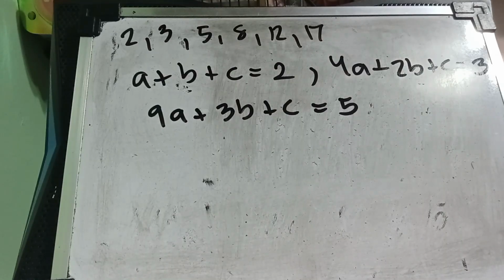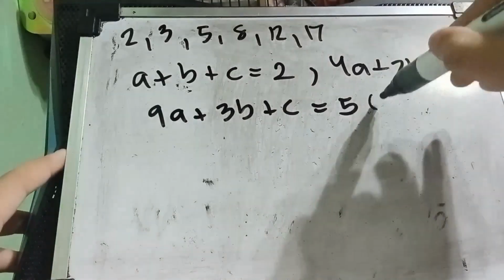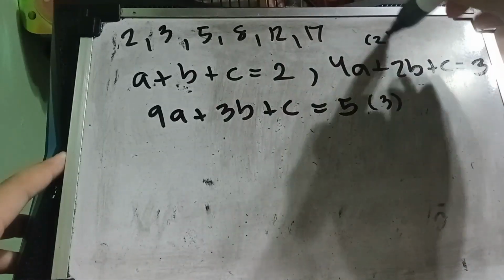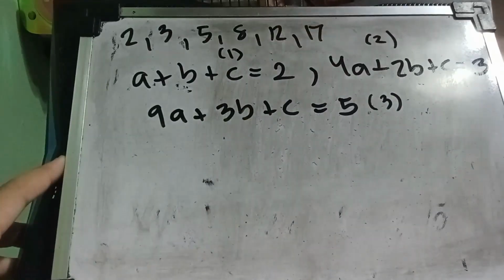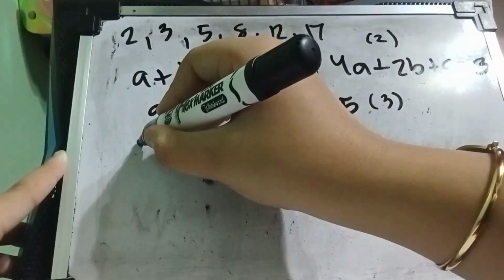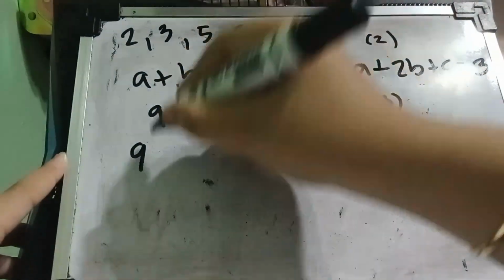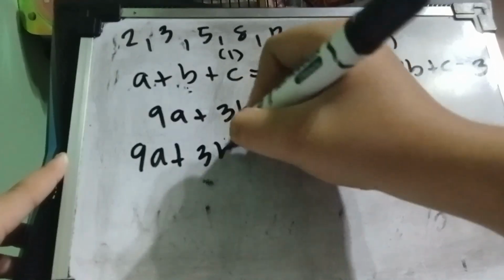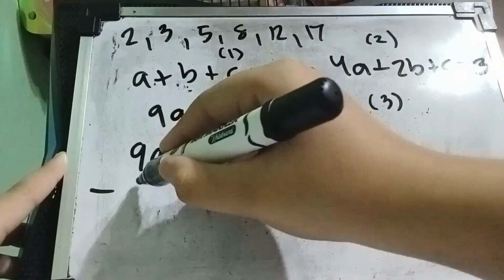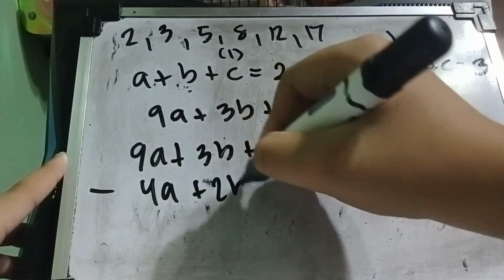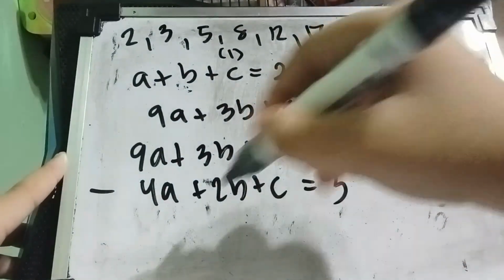So, paano natin gawin yon? Ima-minus mo yung third equation sa second equation and ima-minus mo yung second equation sa first equation. Paano yon? First muna na equation, yung equation number 4 muna hanapin natin. 9a plus 3b plus c is equal to 5. Ima-minus natin siya kay 4a plus 2b plus c is equal to 3.